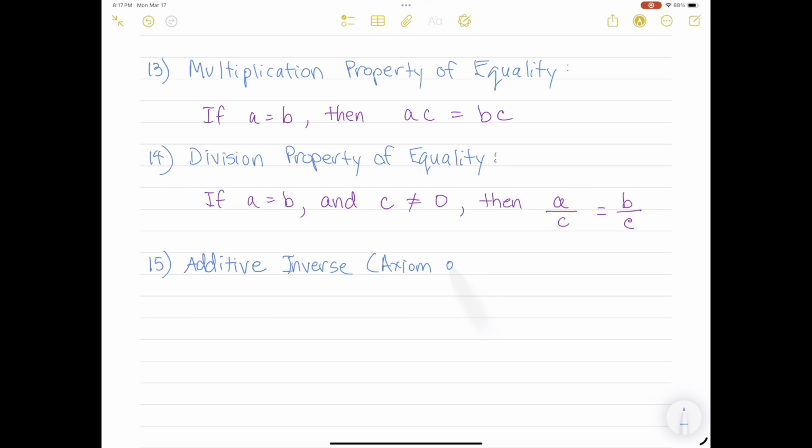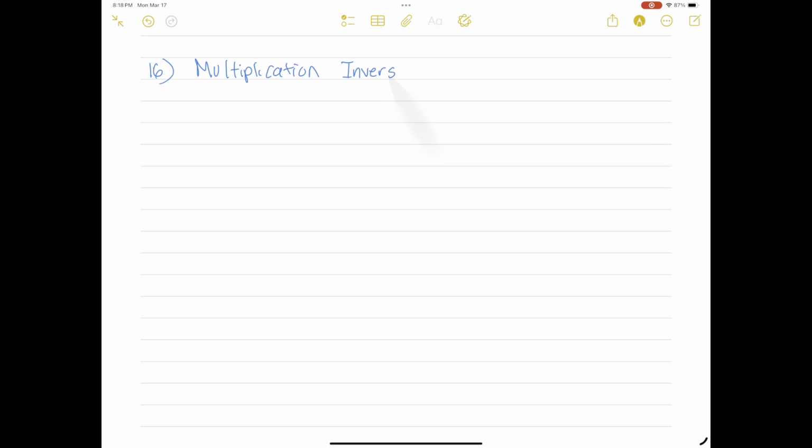Number 15, additive inverse, axiom of opposites. A plus negative A equals 0. Number 16, multiplication inverse, axiom of reciprocals. If A does not equal 0, then A times 1 over A equals 1.